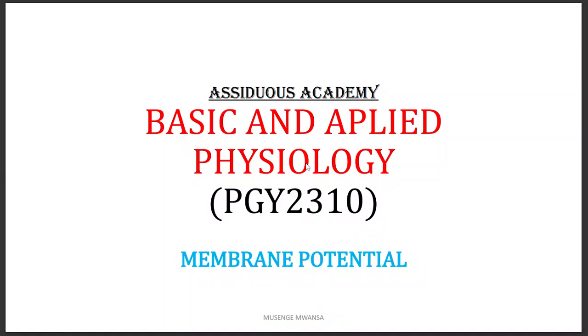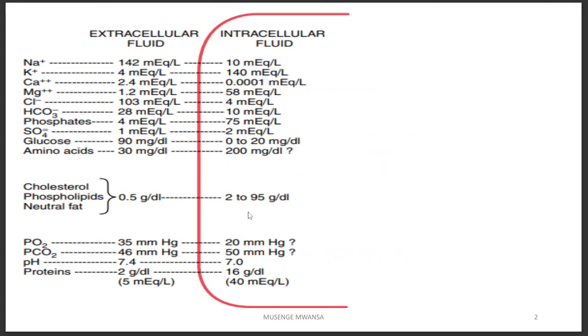Let's go on with basic and applied physiology, talking about the membrane potential. We know potential difference. Potential difference is simply the voltage between 2 points. So when you're talking about membrane potential, we're simply talking about the voltage across the cell membrane. So the cell membrane divides the inside of the cell from the outside of the cell.